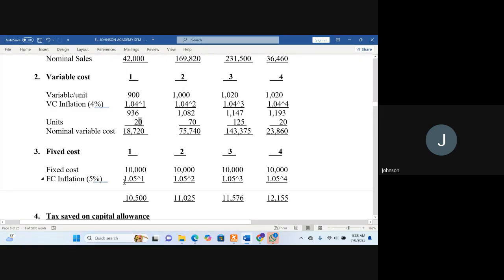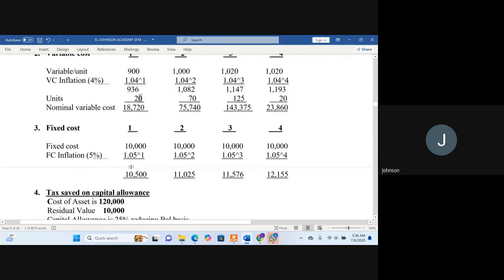We now say 105 divided by 100, we get 1.05. Raised to power 1 in year 1, we inflate it and get 10,500. In year 2, we do the same thing and get 11,025. In year 3, remember that you are raising it to power 3, so that's why it's changing. At the end of the day, you are not multiplying this one by units demanded because it's a fixed cost.